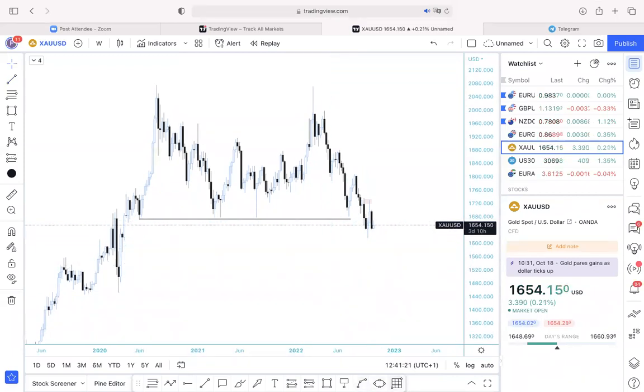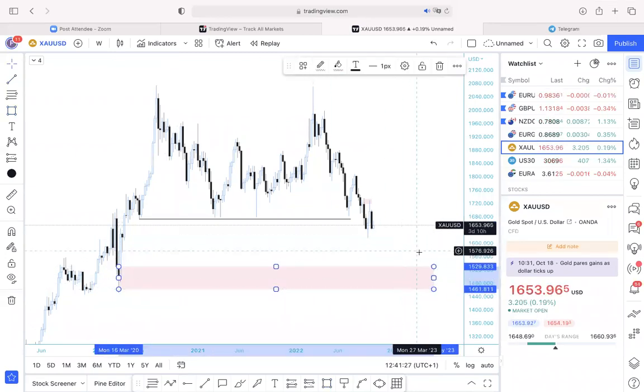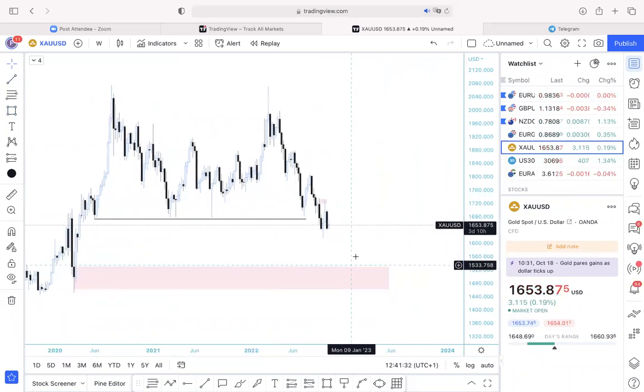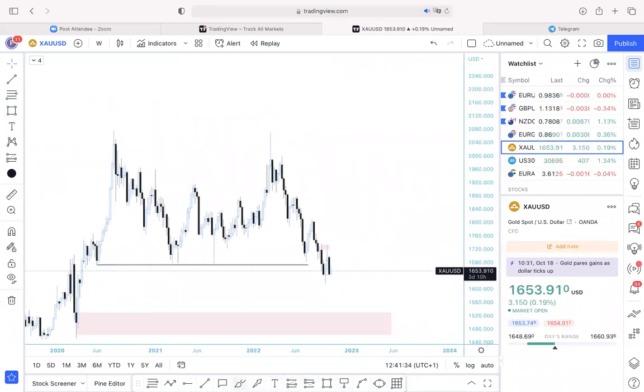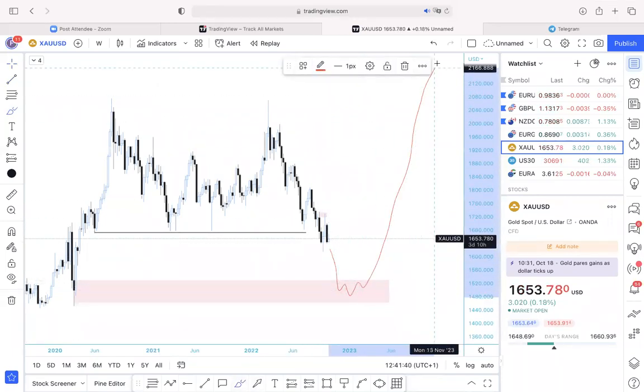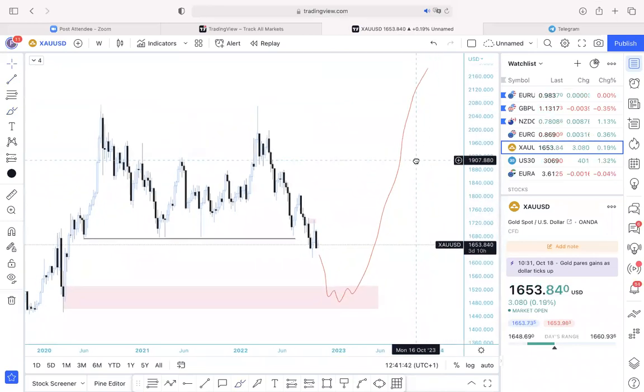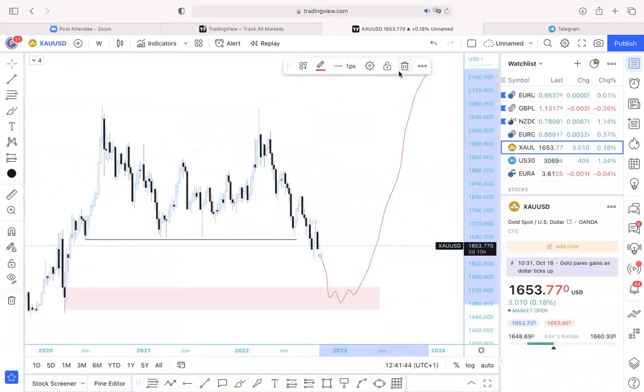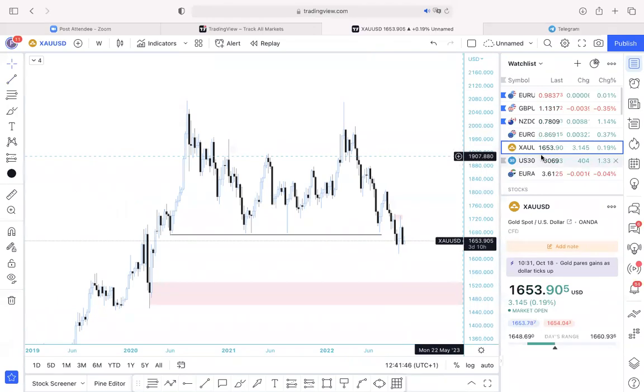Now this happened. We might see price reach this demand around, as I said already, the 1500 area before actually printing new highs, which is what I believe will happen for gold. So let's keep that in mind.